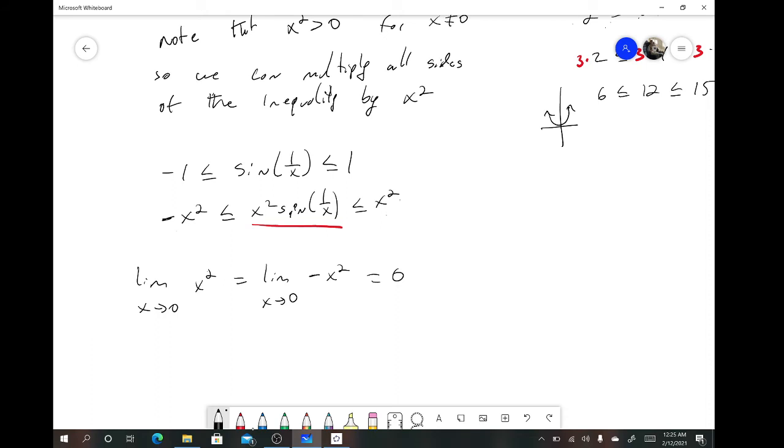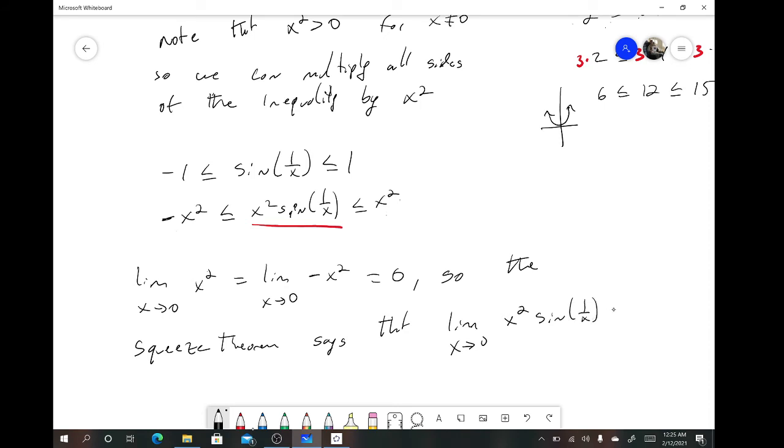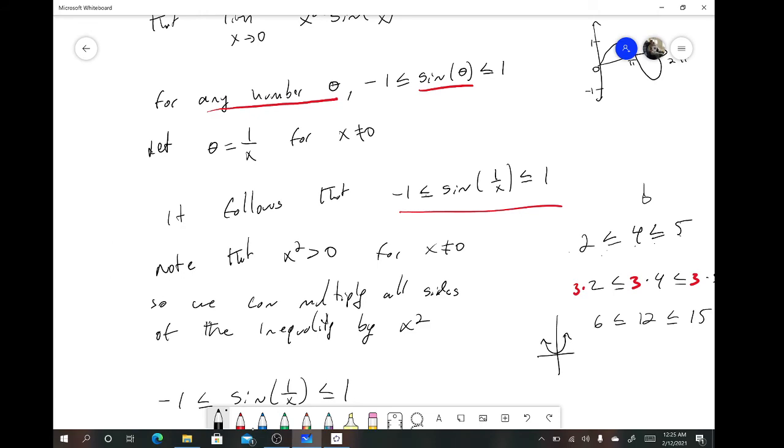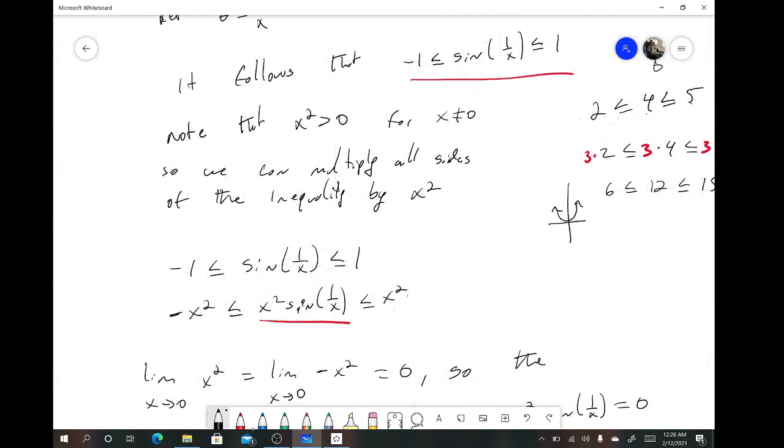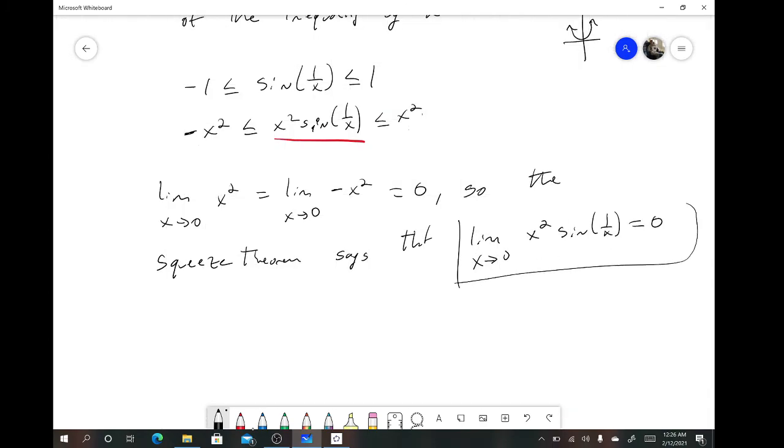So if we apply the squeeze theorem, it says that the limit as x goes to 0 of the function on the inside that's trapped, x squared times sine of 1 over x, must also be equal to 0. That is by the squeeze theorem, which is what we wanted to show. We wanted to verify that the limit as x goes to 0 of x squared times sine of 1 over x equals 0. And that is precisely what we have shown.